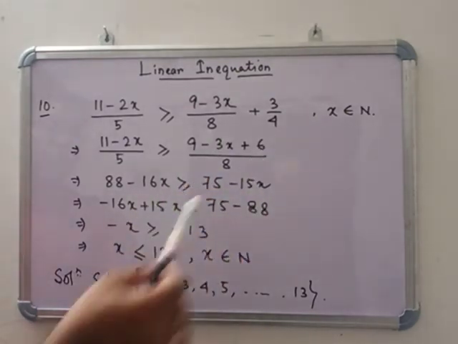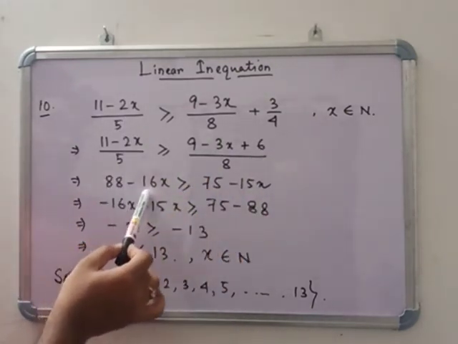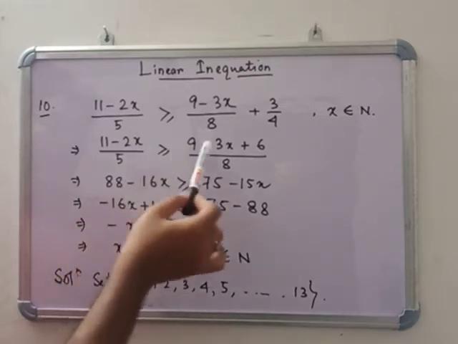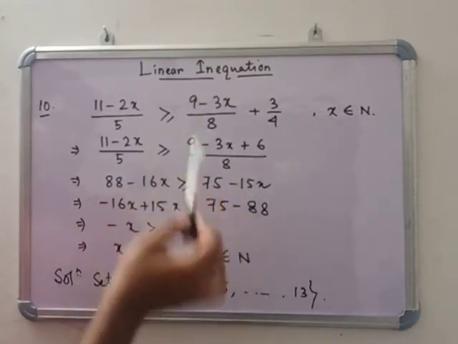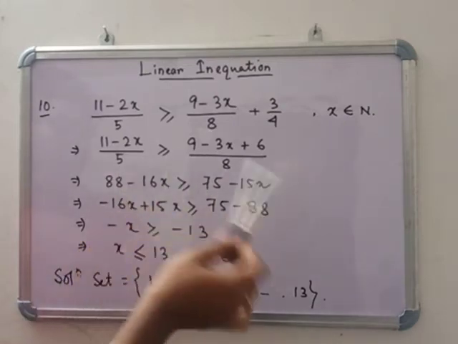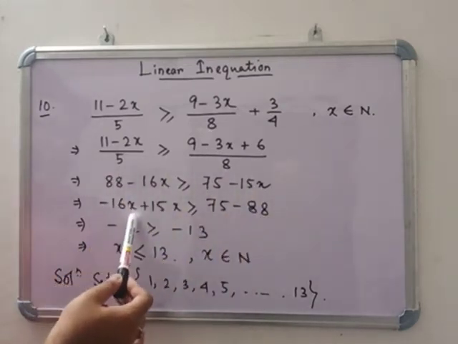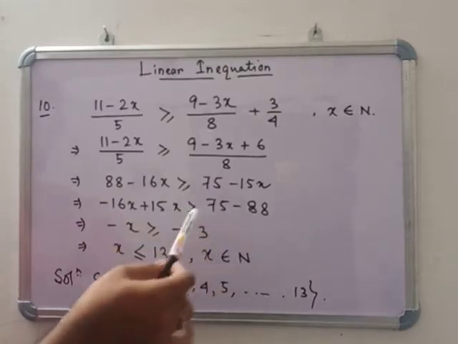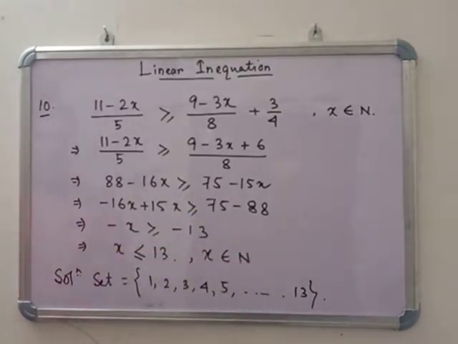Now if we cross multiply, then you get 88 minus 16x, 15 into 5, that is 75, and 3 into 5, 15x. Now changing the variables, so minus 16x plus 15x greater than or equal to 75 minus 88. So we can write minus x is greater than or equal to minus 13. So we can write x is less than or equal to 13. Since x belongs to natural numbers, the solution set is 1 to 13. Okay, that's all. Next.